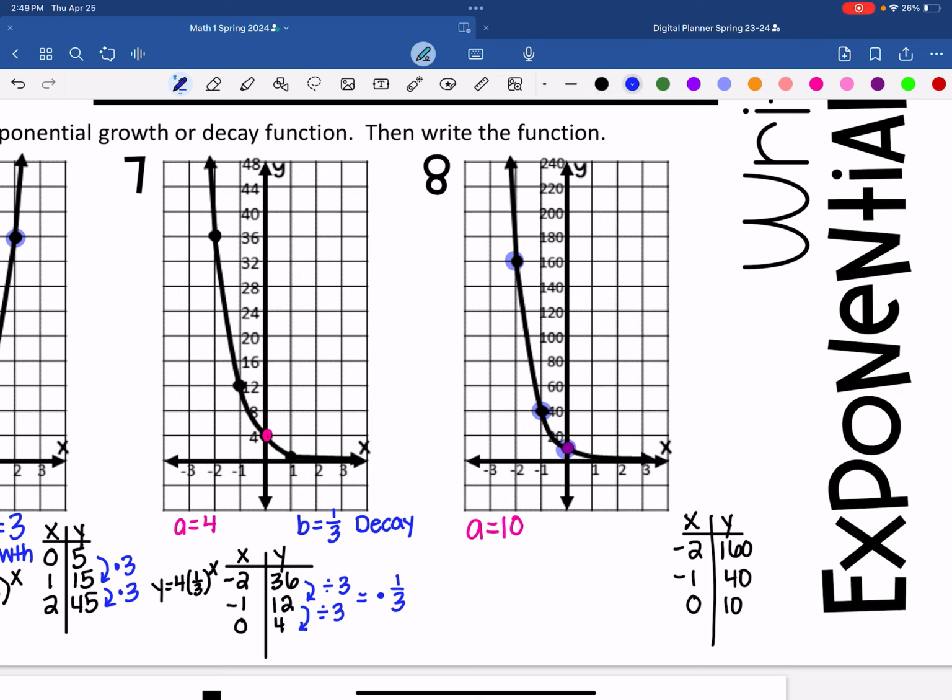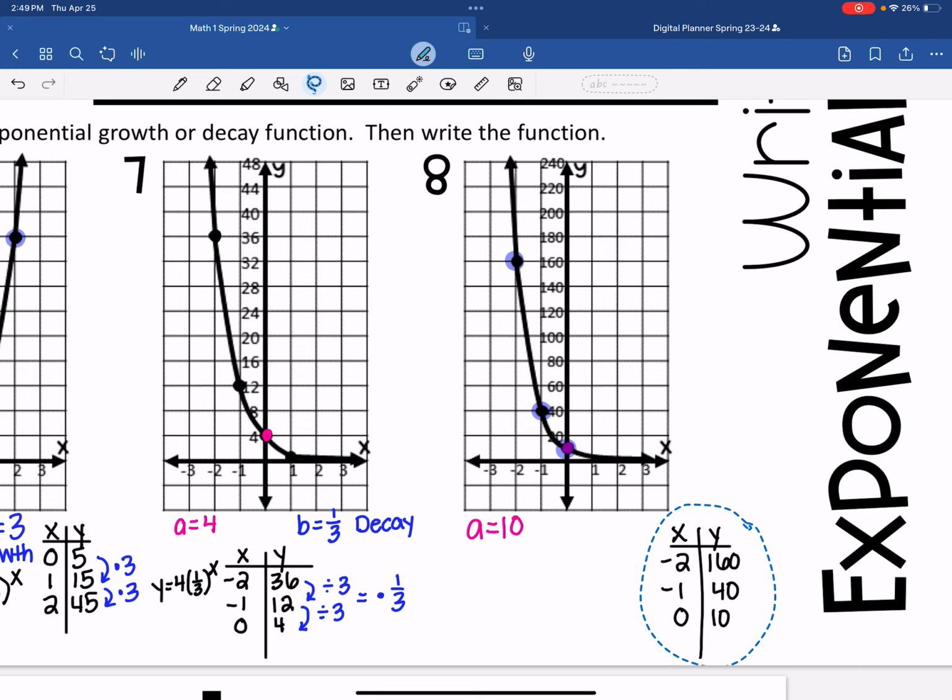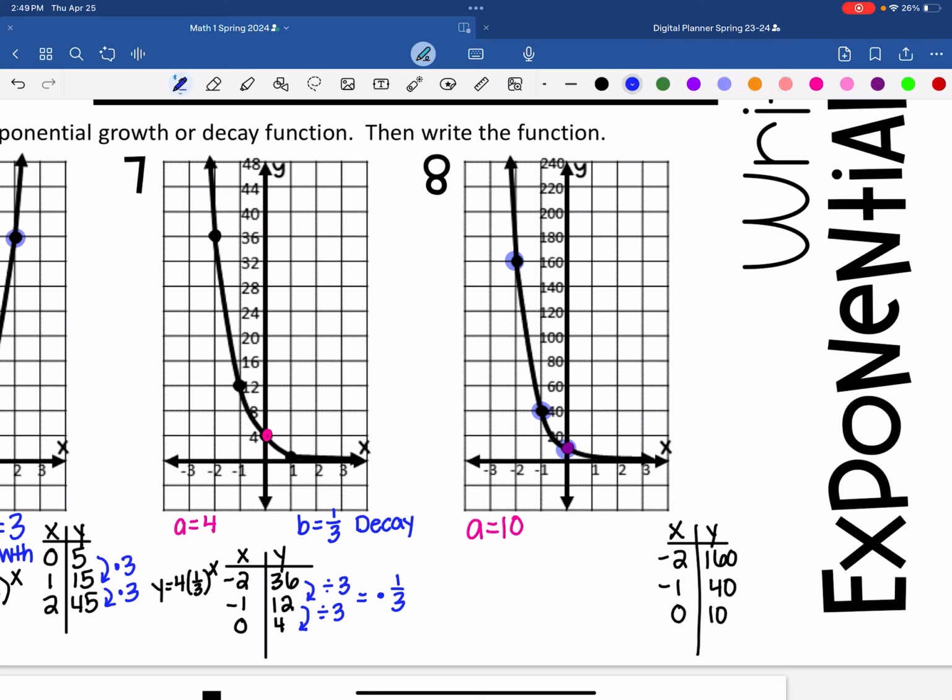So we're looking at this situation. We should be able to analyze it and say, okay, we're dividing by 4. But we can't write it as division. We have to be able to say that dividing by 4 is the same thing as multiplying by the reciprocal, which is 1/4. So my base is 1/4, and we can say this is decay. So I have y equals 10 times 1/4 raised to x.